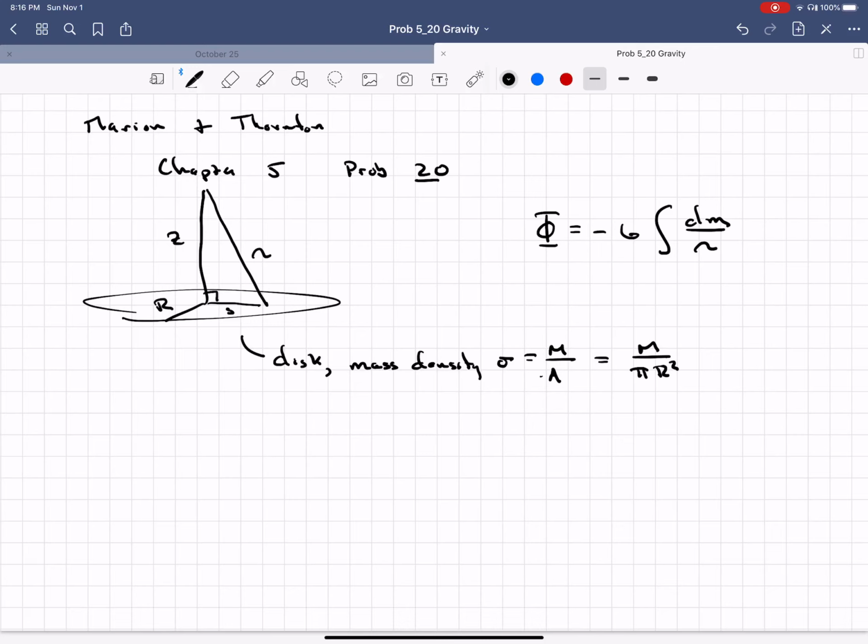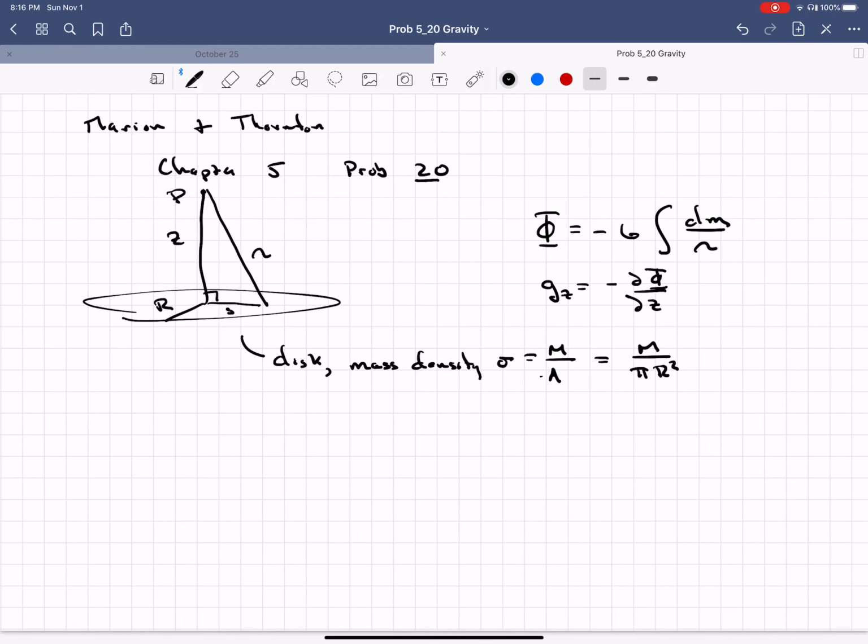Our goal is to first find the gravitational potential phi at this point up here, P, that is a distance z above the center of the disk, and then to find the z component of the gravity field, which would be minus the derivative of phi with respect to the z coordinate.